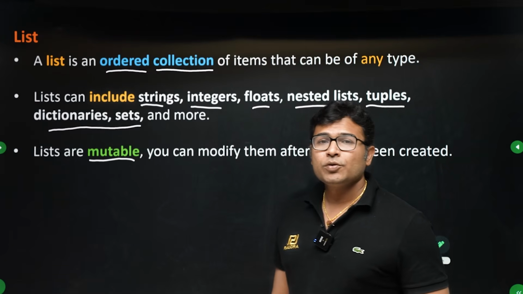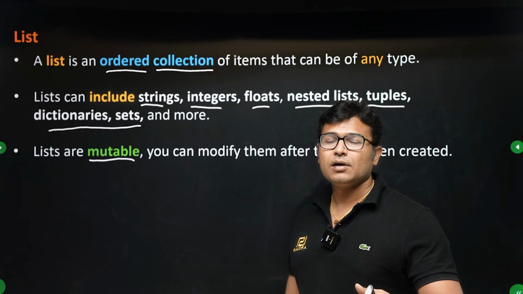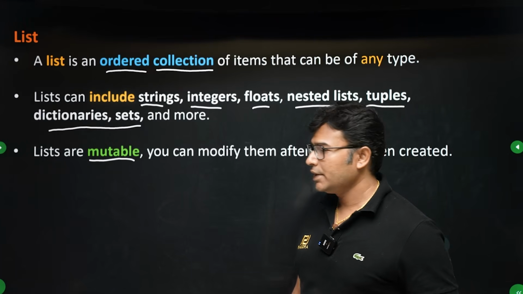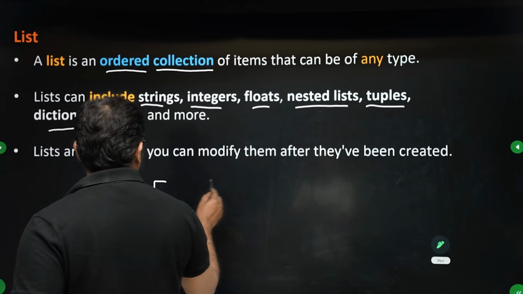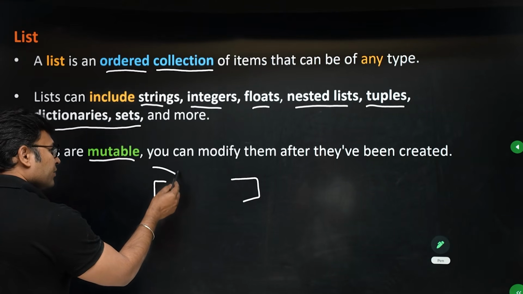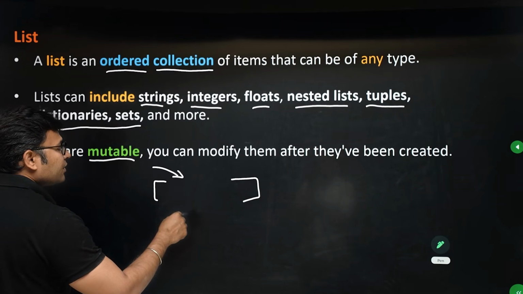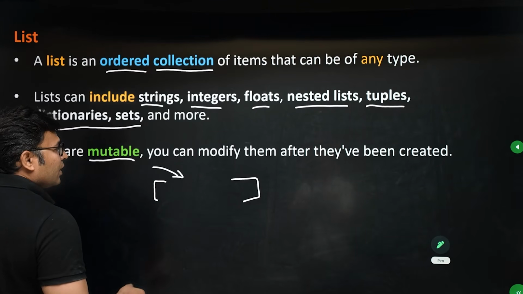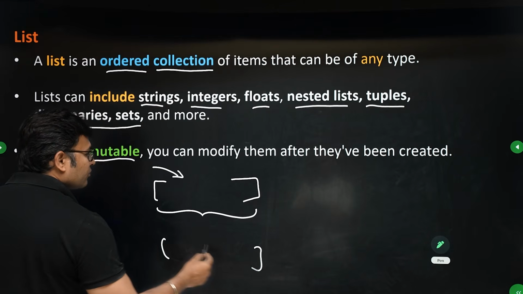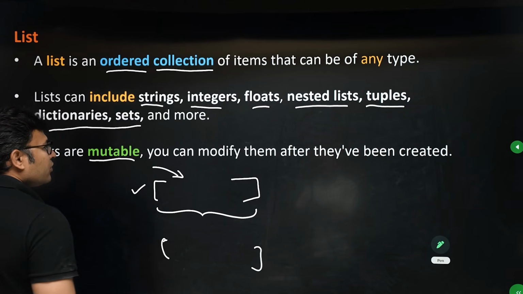What do I mean by mutable? The same list will be modified. So if you have a list and you try to modify something in it, like adding, deleting, or modifying, it will happen in the same list. It will not create a separate list. It will happen in the same list. I will show you with an example.